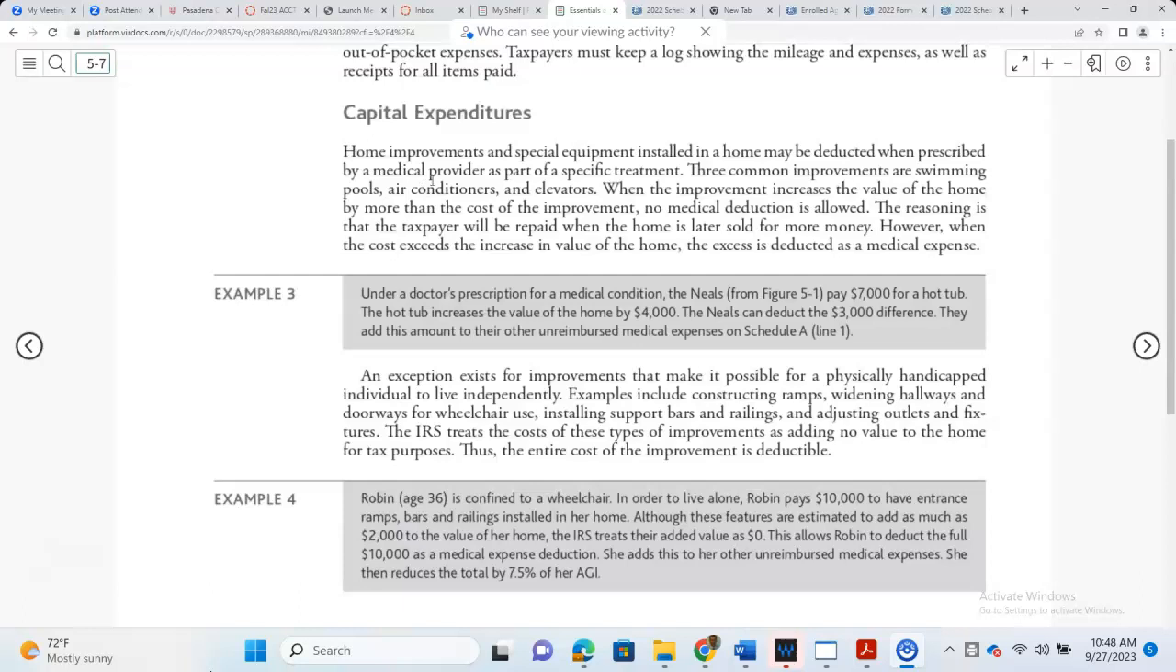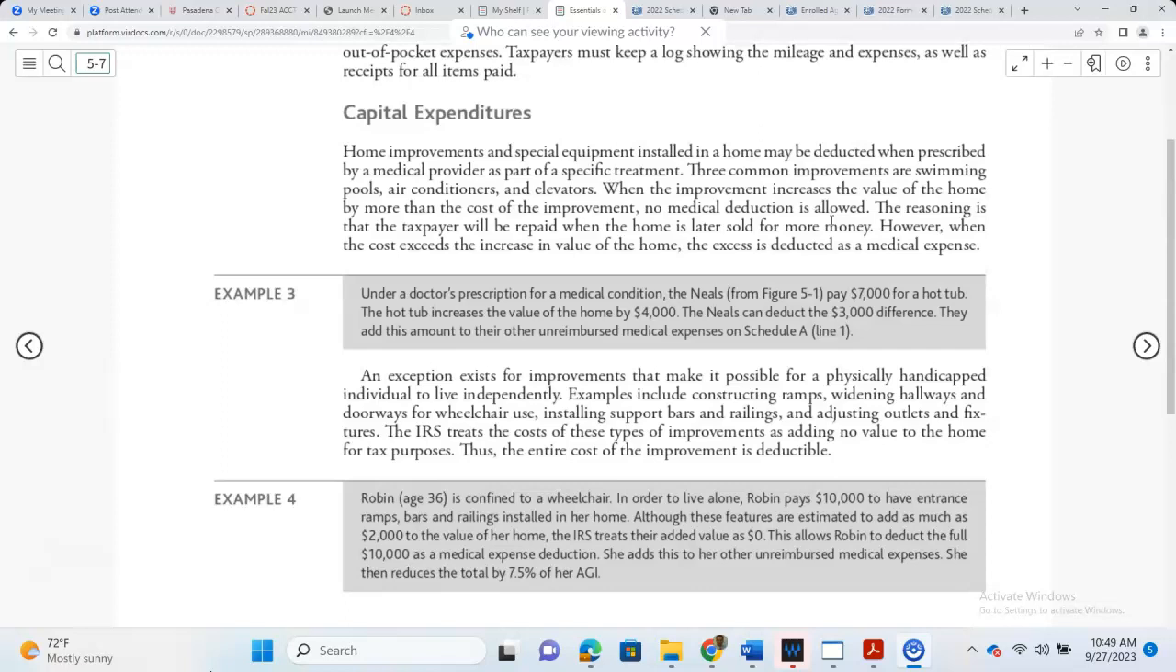Capital expenditures, home improvements and special equipment installed in a home may be deducted when prescribed by a medical provider, like a ramp. Three common improvements are swimming pools, air conditioners, and elevators. When the improvement increases the value of the home by more than the cost of the improvement, no medical deduction is allowed. So if you put in a pool and the pool is increasing the value of the home, then you cannot deduct.